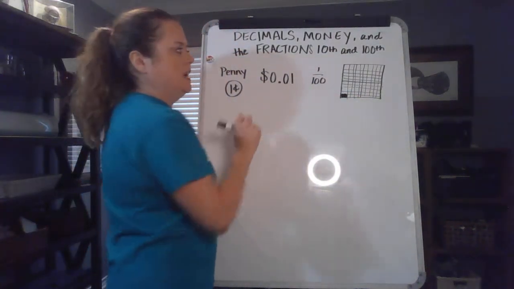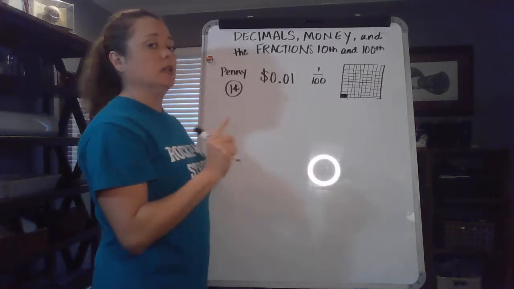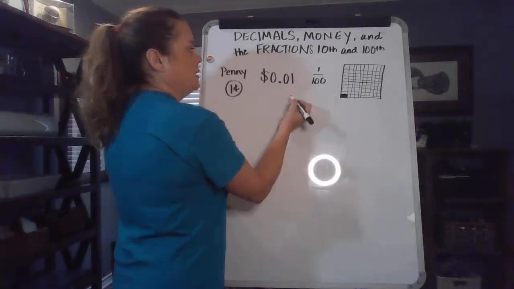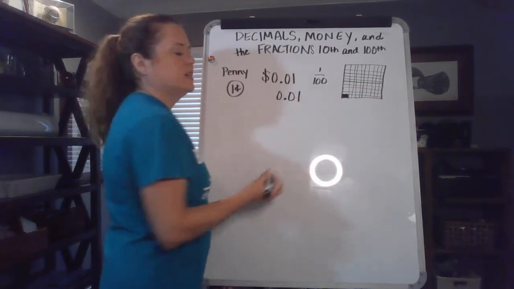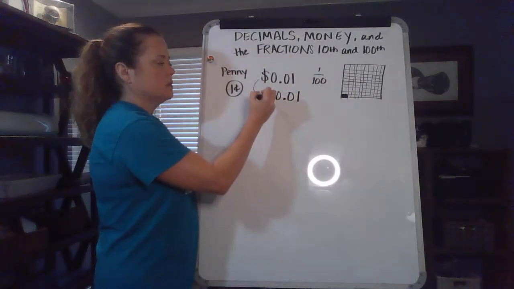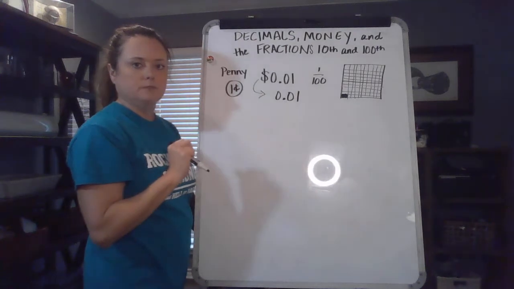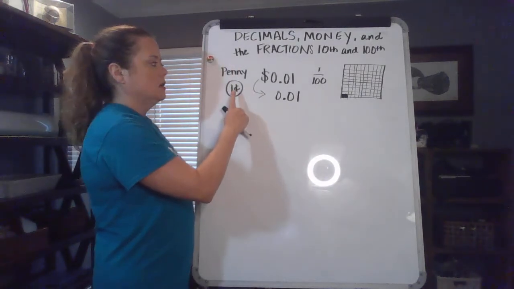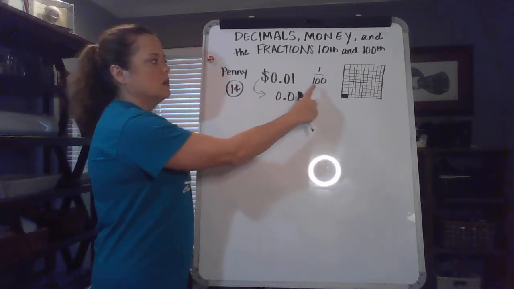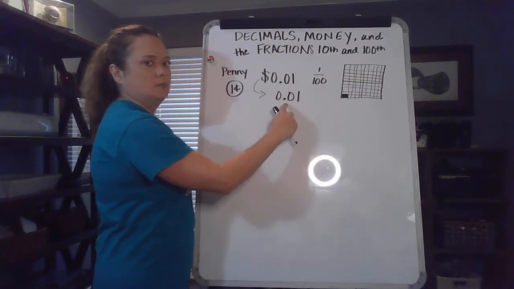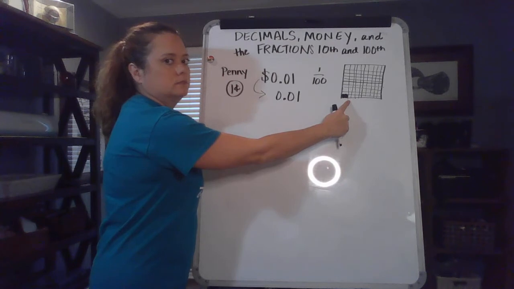Now if I want to write that like a decimal, not like money, I'm going to write it like this. Exactly the same, with no dollar sign. So, cents, money with a dollar sign and a decimal, fraction, decimal, model.